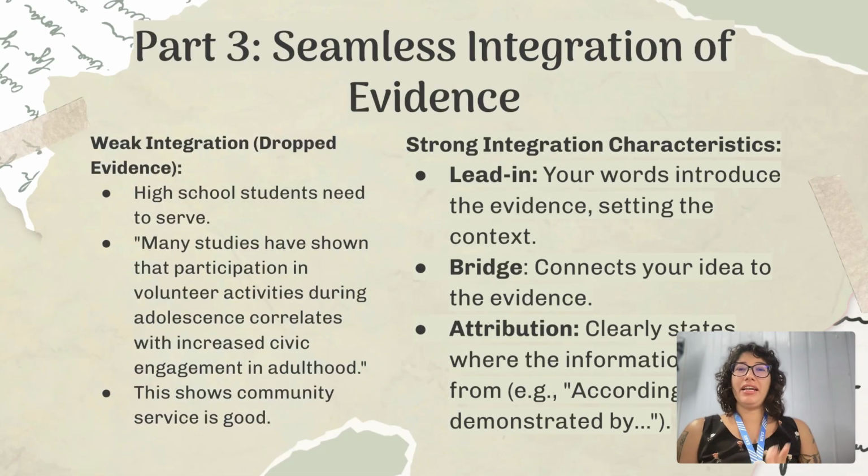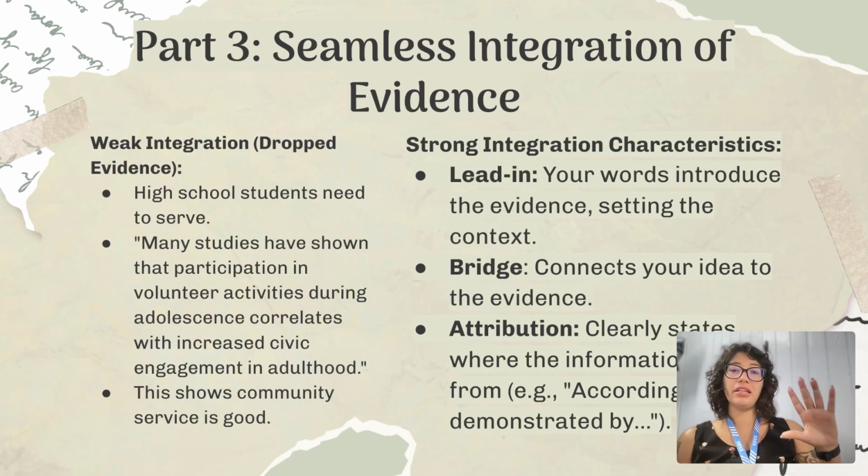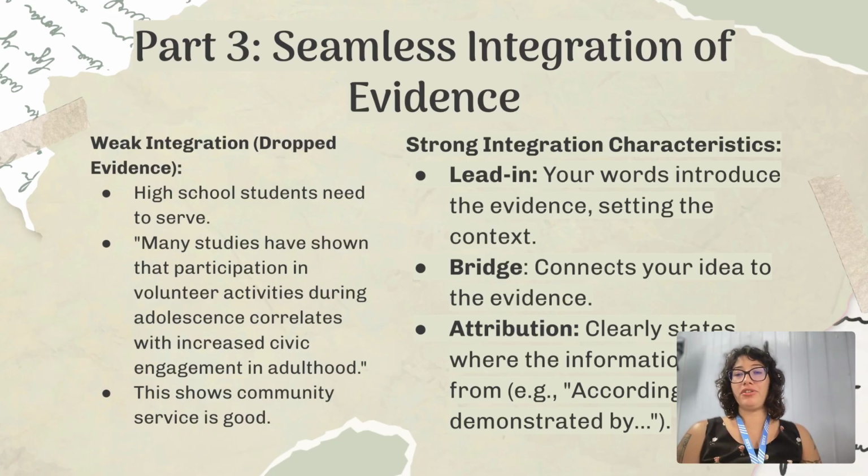The last thing is to look at the seamless integration of evidence, right? We don't want to just drop in evidence where we just kind of put it down without having anything strong. So you want to have a lead in, you want to introduce the evidence, set the context, you want to connect your ideas to the evidence, connect it back to the claim, and you want to clearly state where the information comes from: according to, as demonstrated by. So be careful not to just put evidence without really building the evidence around the claim, right? And this is before you go into the commentary, but this should really build into the commentary as well.